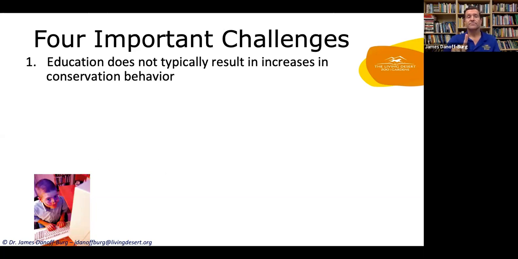The first is that education does not typically result in increases in conservation behavior. You can teach people about the beauty of cheetahs and that they are the fastest land animals and that they deserve a place on the earth and that they're an important part of the ecological system. But that education typically does not result in increases in environmental behavior and conservation behavior.